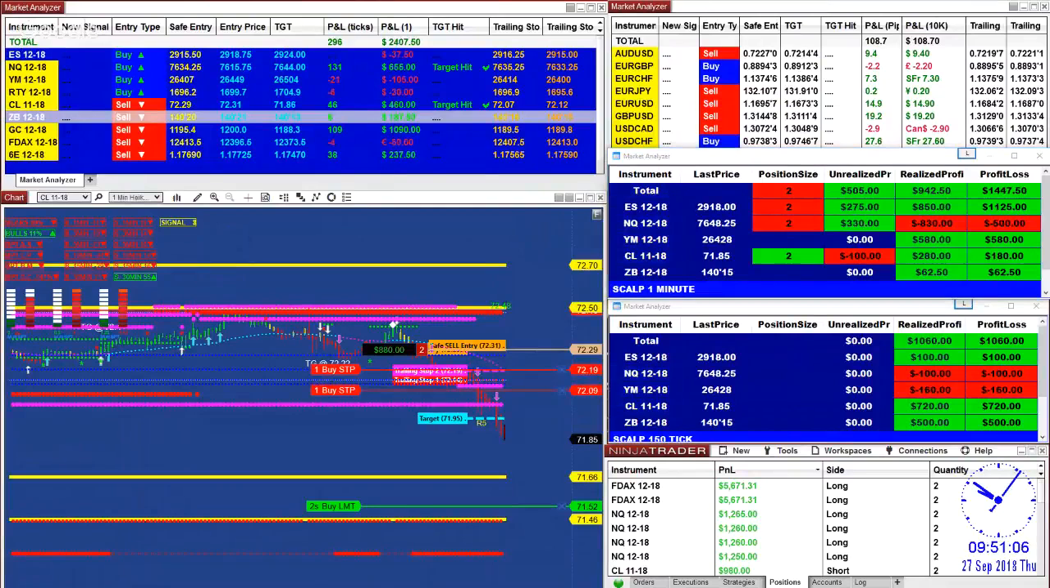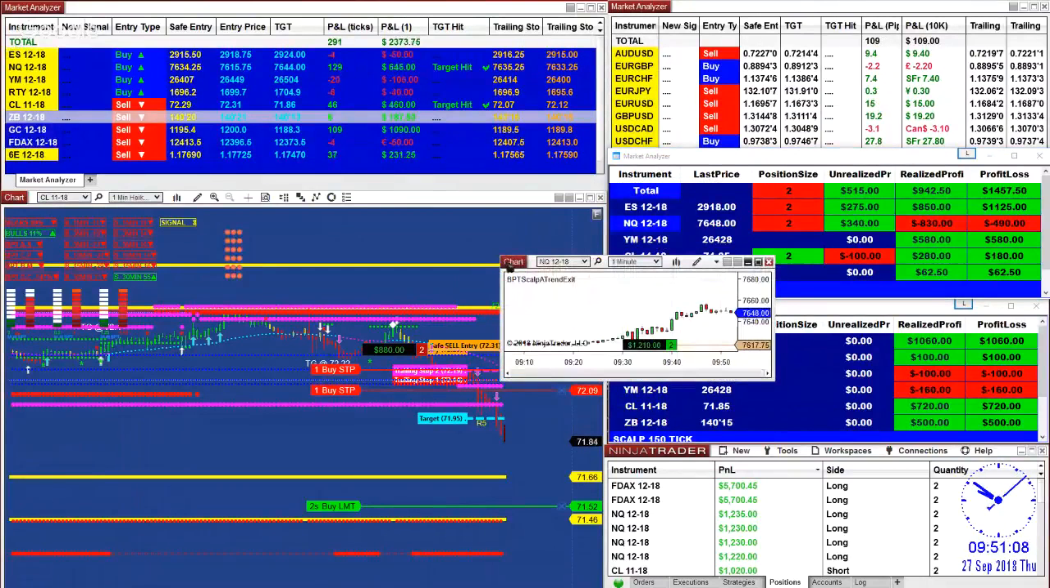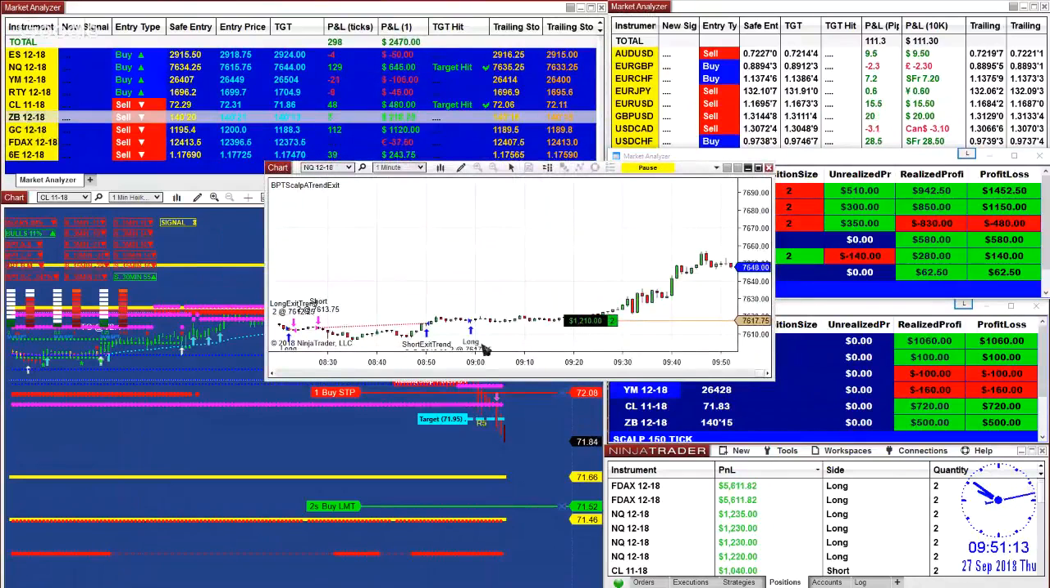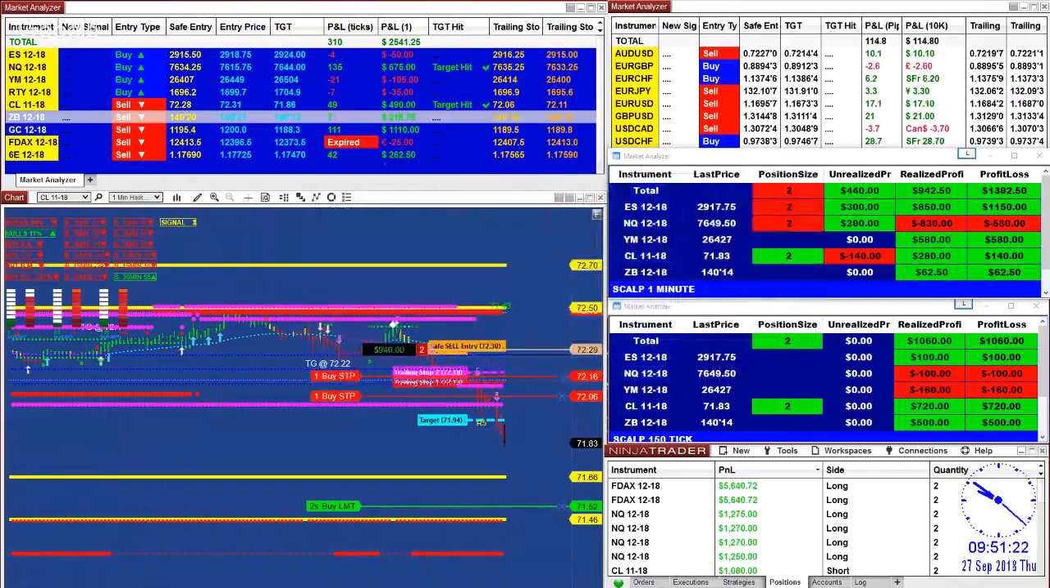On the NASDAQ 1 minute, here is your swing trading based on the NASDAQ 1 minute. Right now we are on that trade. The trade was taken at 9 o'clock, and from 9 o'clock we're still on the same trade on the NASDAQ based on 1 minute. And we can fish the rest of them if you want to.